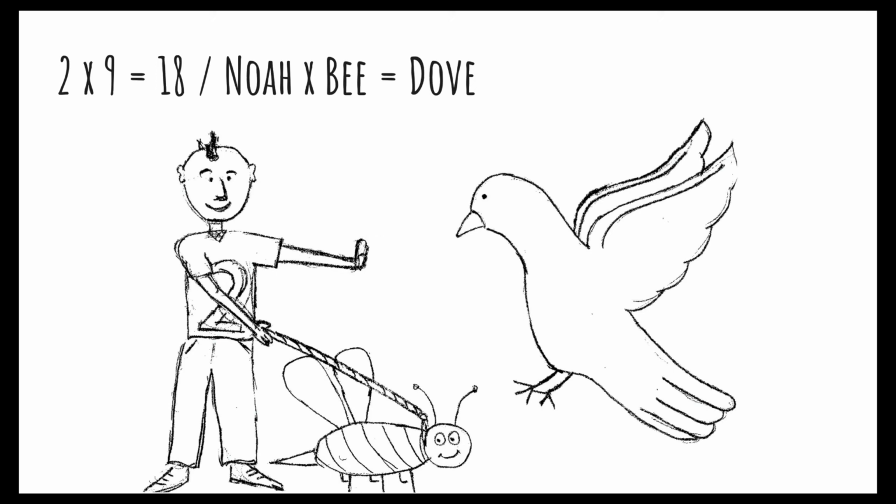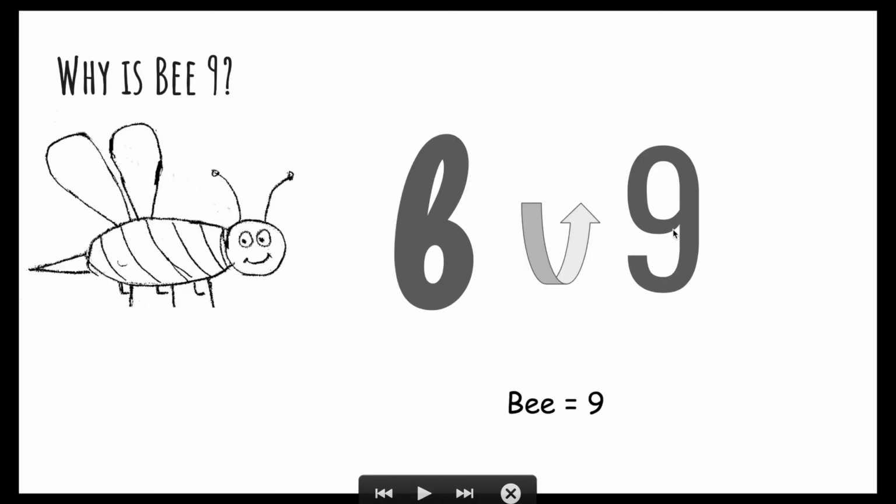This story represents 2 times 9 equals 18. Noah times bee equals dove. Why is bee 9, you may ask? If you write a bee in small letters, it looks like a flipped 9, or a 9 that's turned 180 degrees. Thus, the number 9 is represented using the letters B or P in the major system. So in this case, we chose the word B. Thus 9 is B.